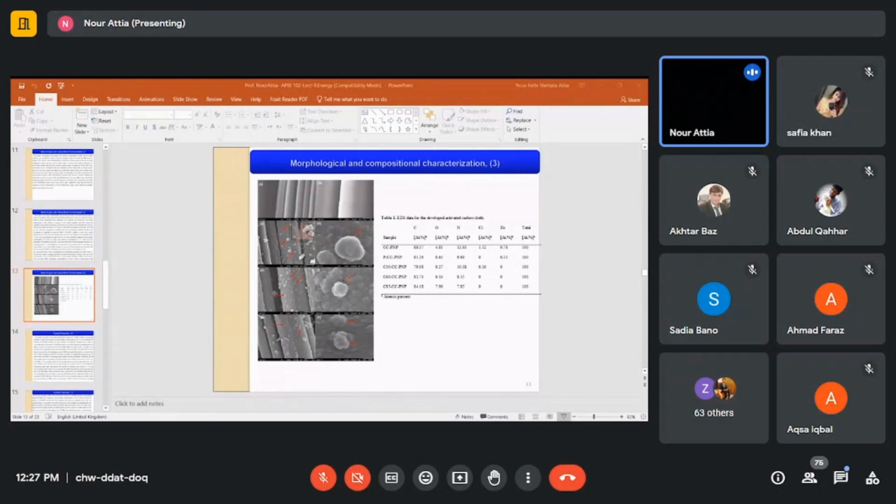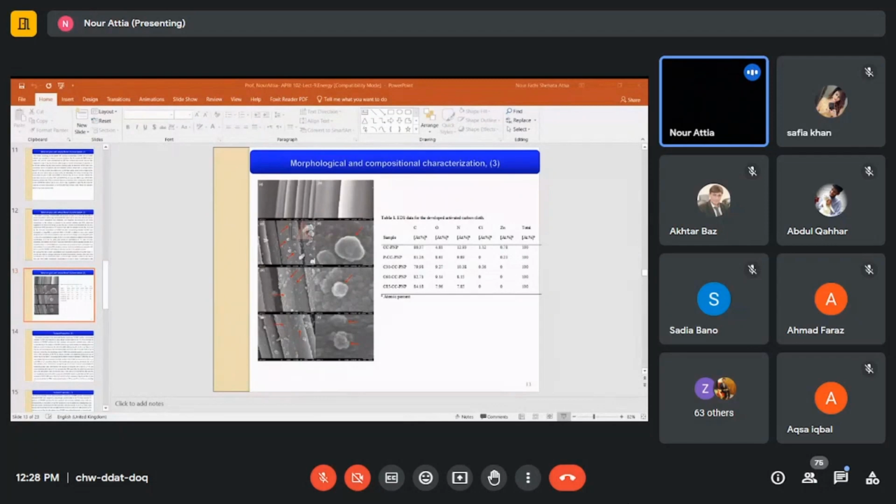It's also important to see the elemental analysis using EDX or EDS, whatever, same thing. So we have carbon, oxygen, nitrogen, chlorine, and zinc. So where do they come from? Because during the process, where do chlorine and zinc come from?